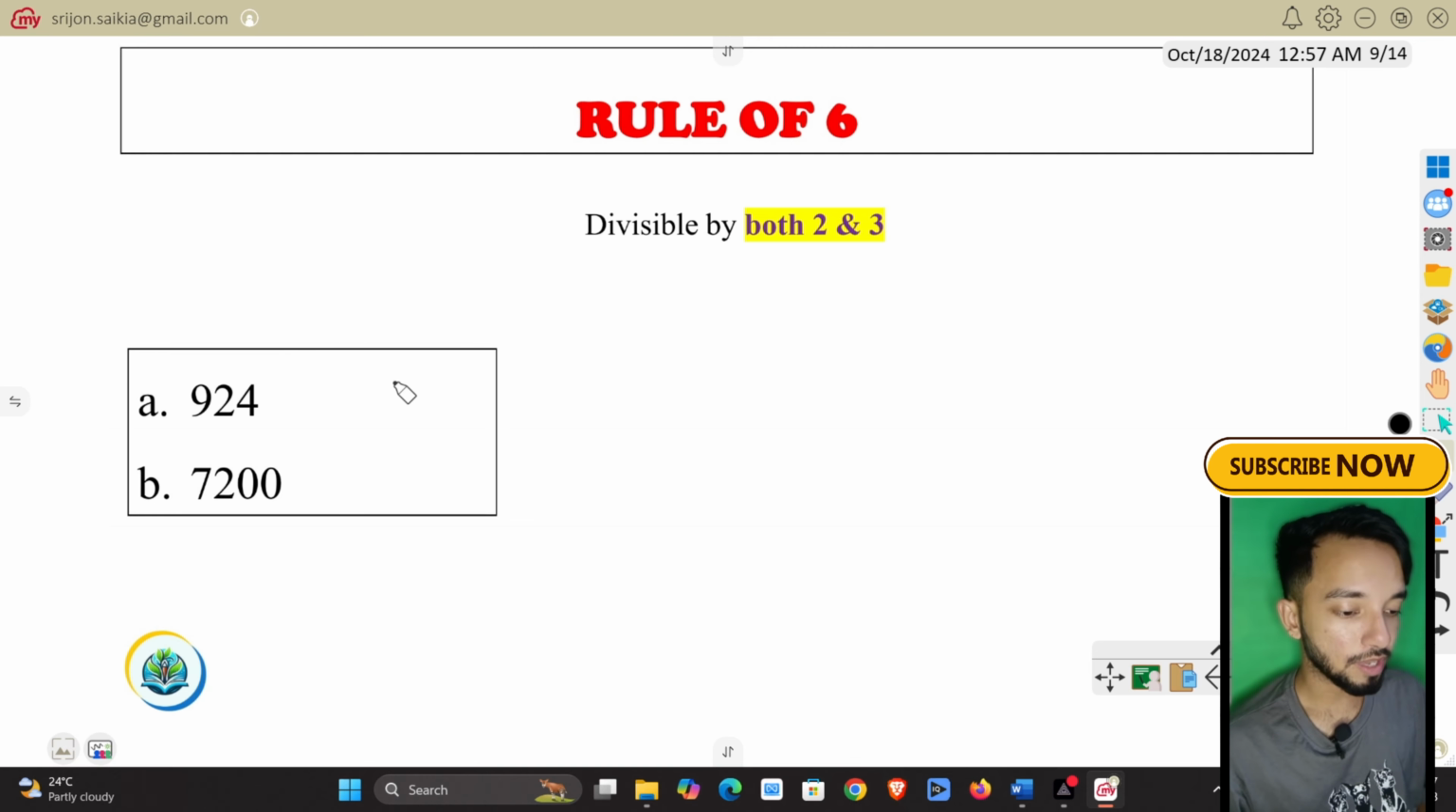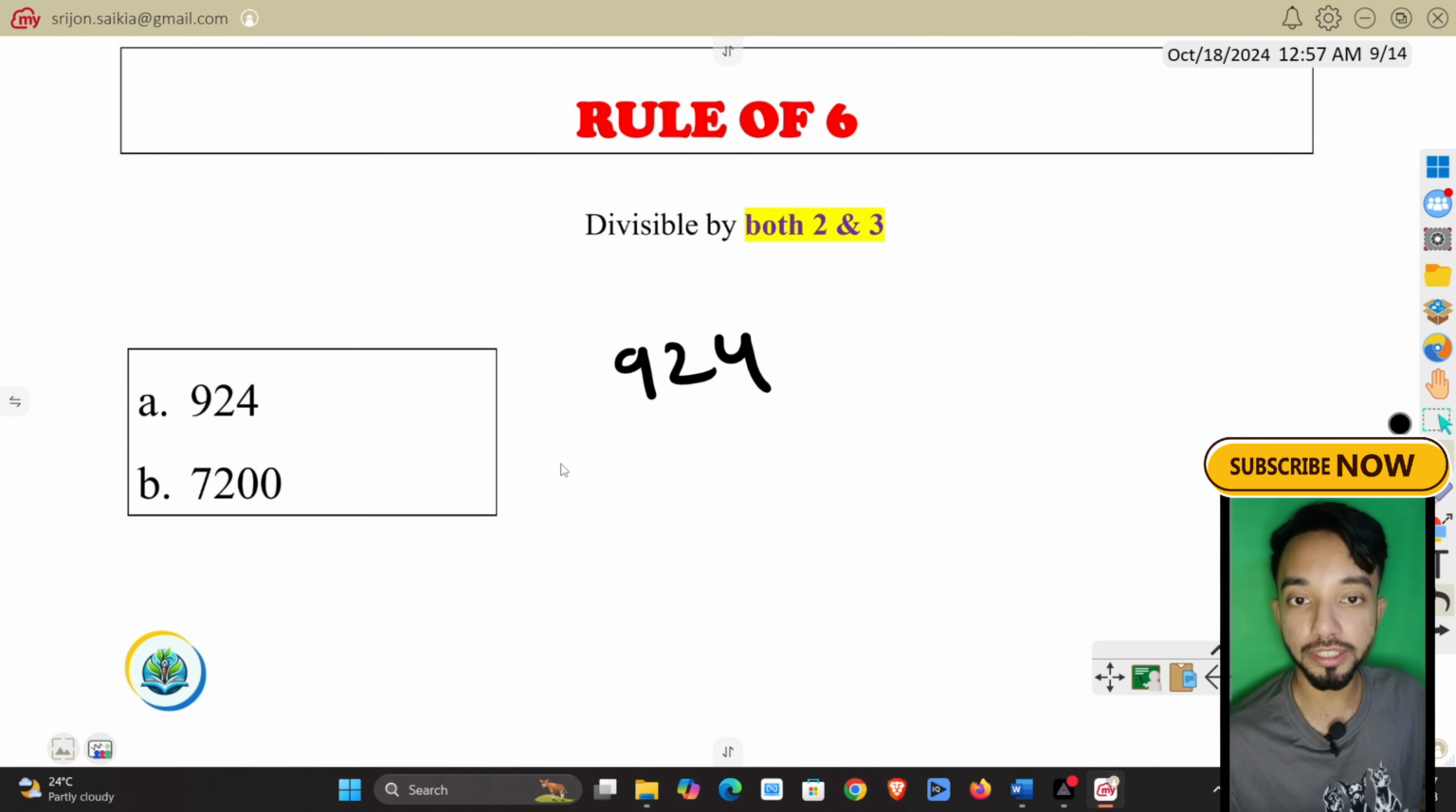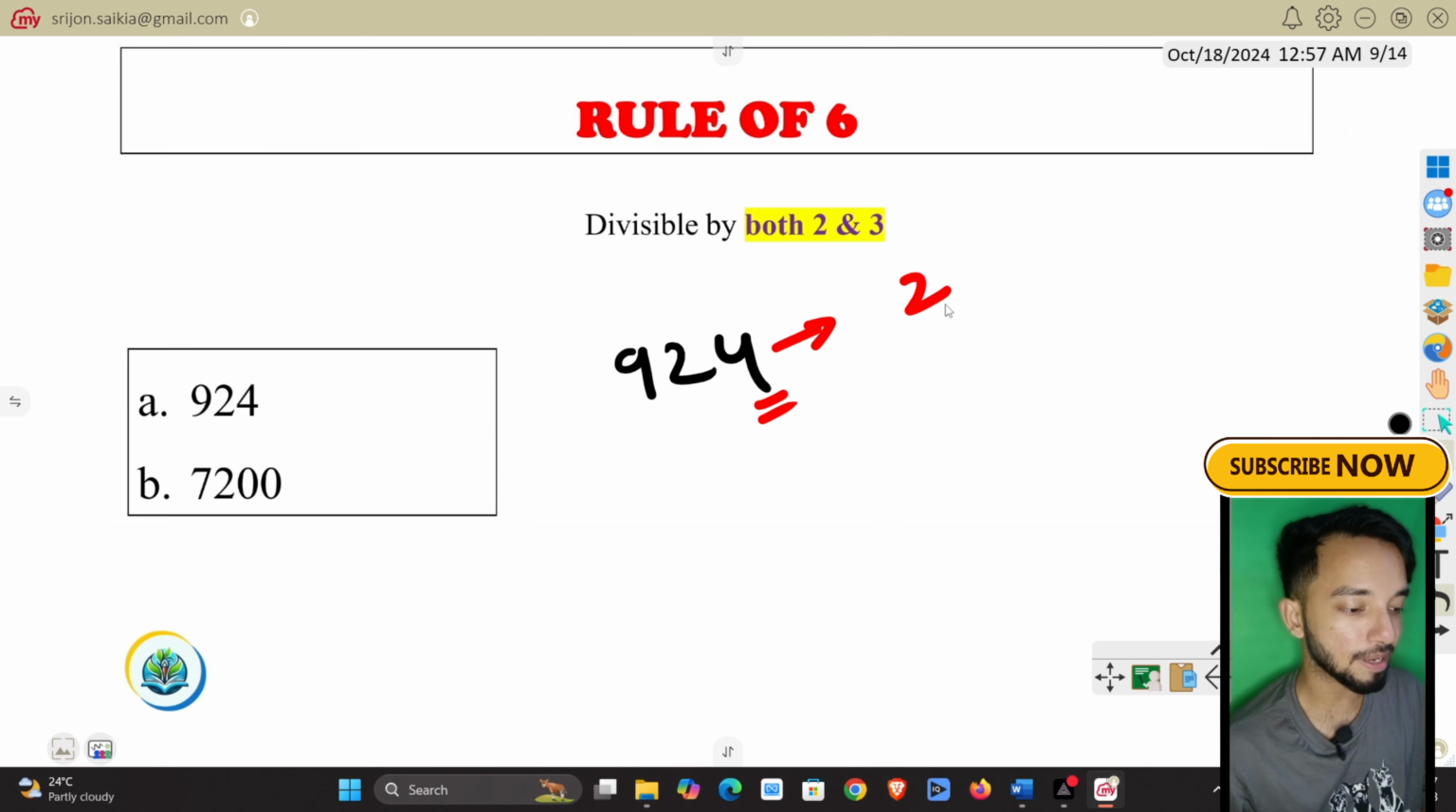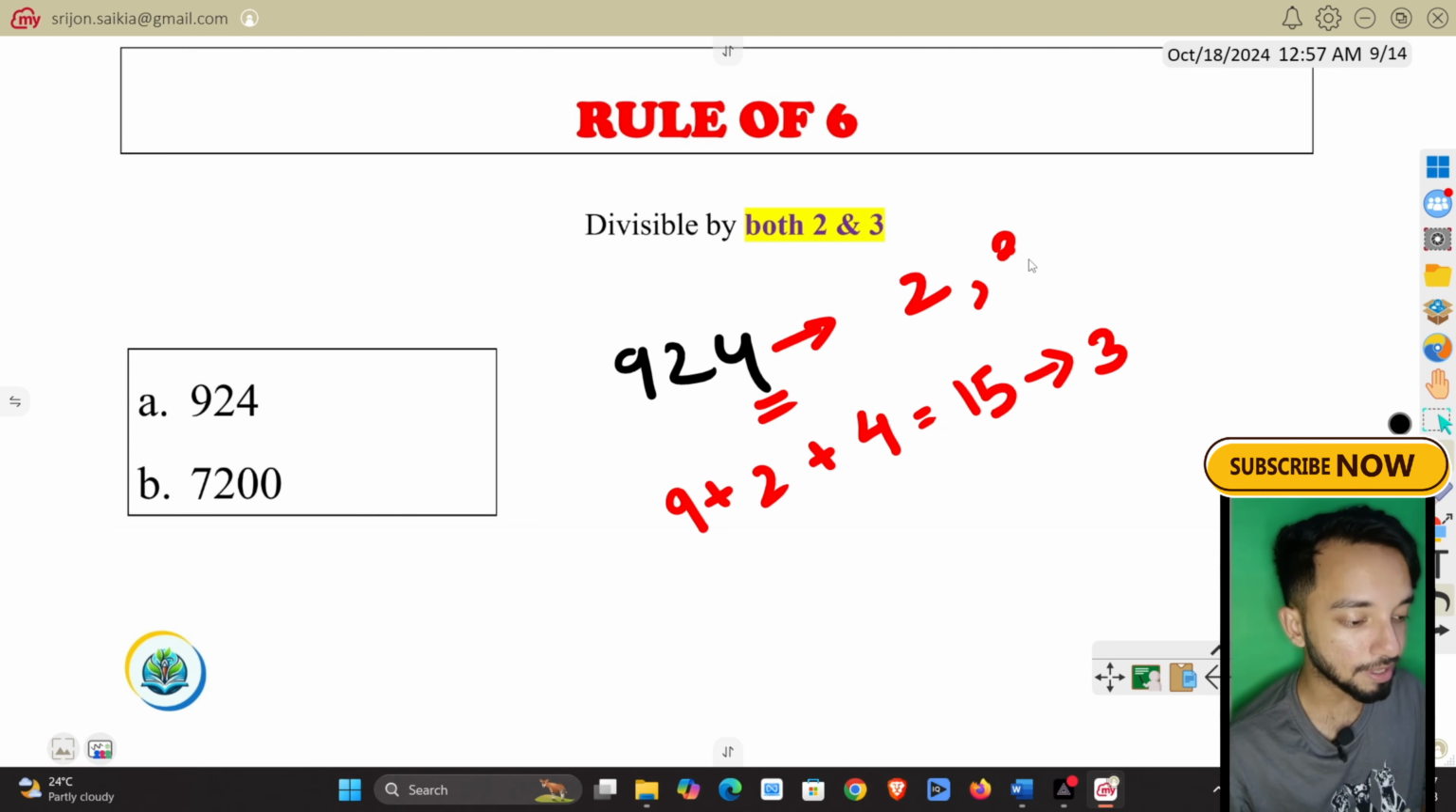We have the number 924. How to check whether 924 is divisible by 2 or not? Simple. We need to check the unit place. It's 4, which is an even number, so it's divisible by 2. Next, we need to check whether this number is divisible by 3 or not. How will we check that? Just by summing the digits. 9 plus 2 is 11, 11 plus 4 is 15, and 15 is divisible by 3. So this number is divisible by both 2 and 3. What does it indicate?